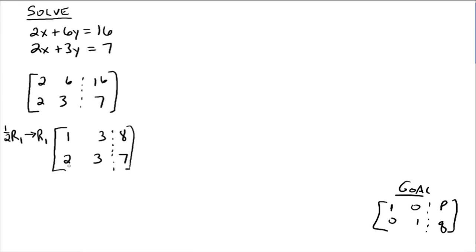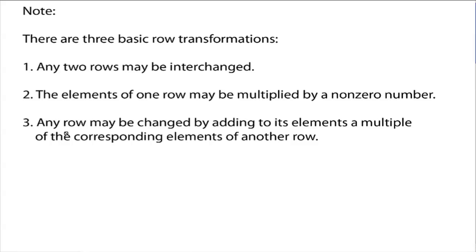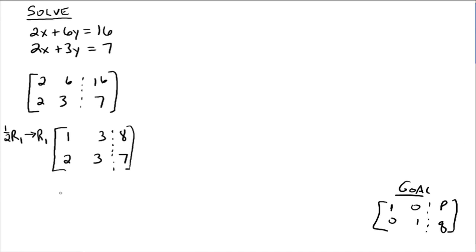Alright, so our goal right now is to make this 2 a 0 using the 1 that we just got. This is where that third operation comes into play. Any row may be changed by adding to its elements a multiple of the corresponding elements of another row. Okay, so here's what we're going to do. How can we use this 1 to make this 2 a 0? And the plan is you want to multiply this 1 by something so that when you add it to the 2, it goes to 0.